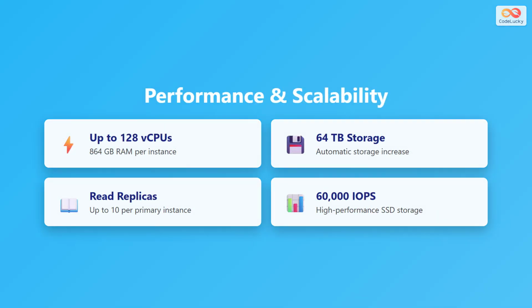Cloud SQL is designed to scale with your application's needs. You can configure instances with up to 128 virtual CPUs and 864 GB of RAM for demanding workloads. Storage scales up to 64 terabytes, and the service can automatically increase storage as your data grows. To improve read performance, you can create up to 10 read replicas per primary instance, distributing read traffic across multiple databases. With high-performance SSD storage, Cloud SQL can deliver up to 60,000 input-output operations per second, ensuring your applications respond quickly.